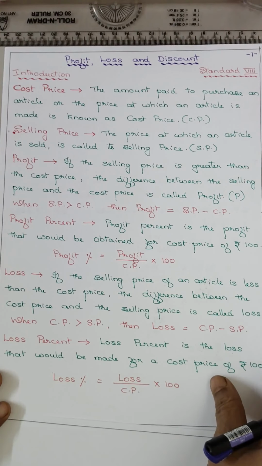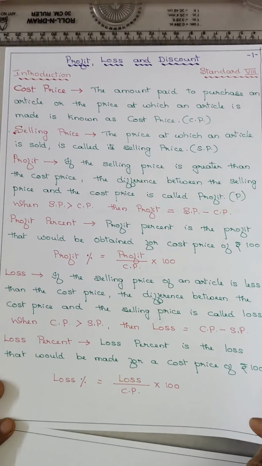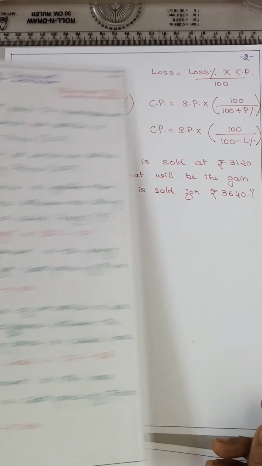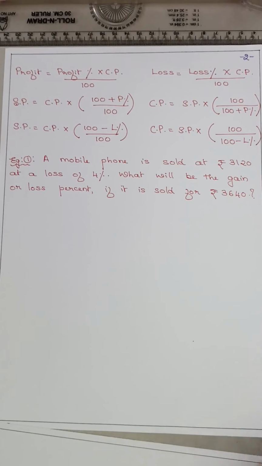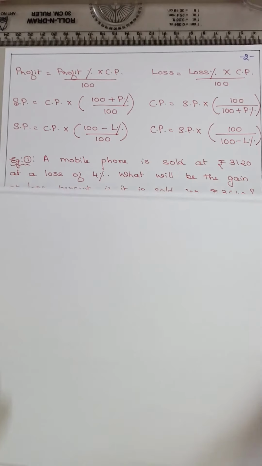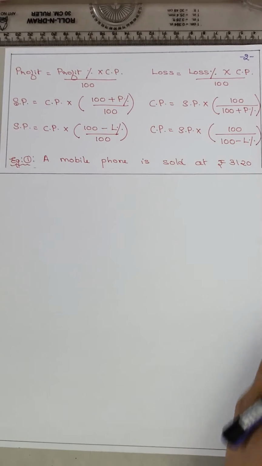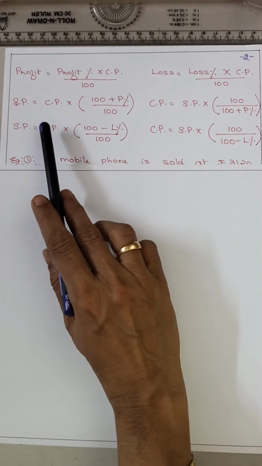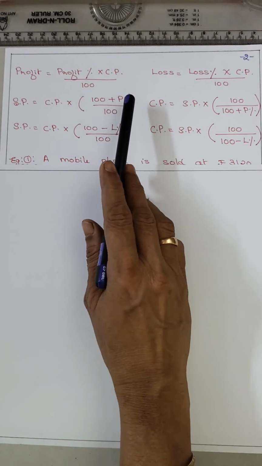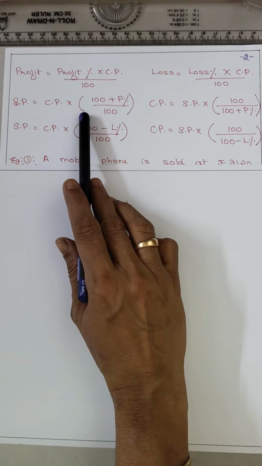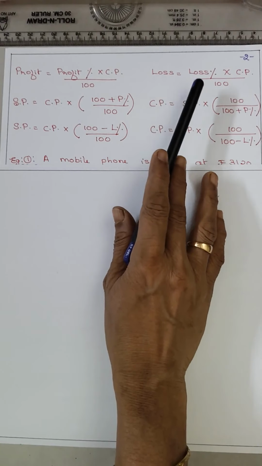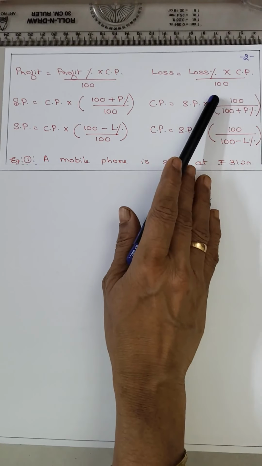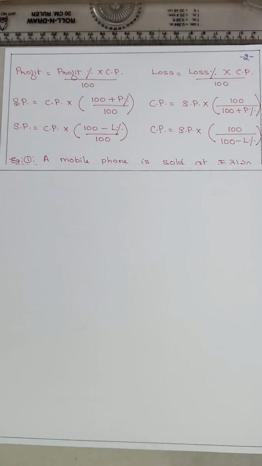Now coming to the other formulas, it is already you know profit is equal to profit percent into CP upon 100. So profit percent is equal to profit upon CP into 100. But profit is equal to profit percent into CP upon 100. And loss is equal to loss percent into CP upon 100.